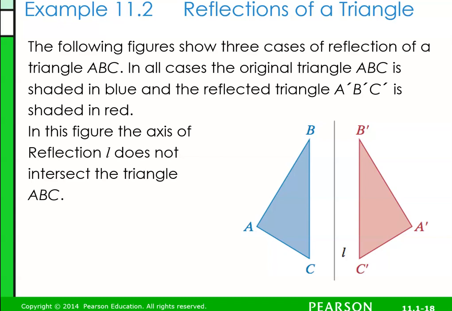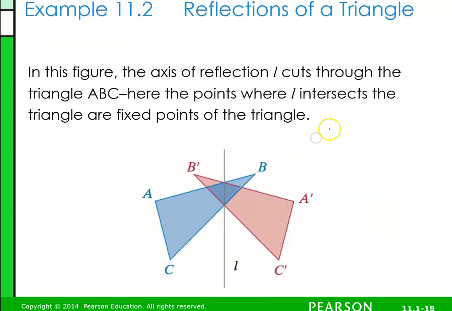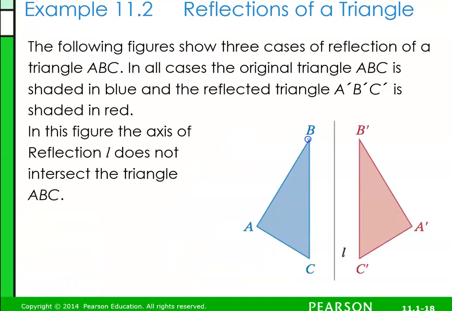So again, we're taking the blue, reflecting it onto the red. In this figure, the axis of reflection L does not intersect the triangle. And you can see these distances are preserved here. This distance here is the same as that distance along the perpendicular bisector, and it's the same way between A and A prime, C and C prime. Okay.